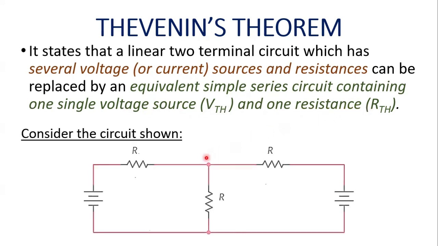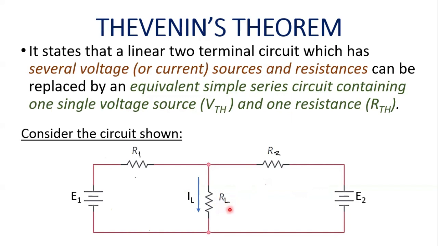Let's consider this circuit as shown, and assume that the unknown here is the current through the RL. There are two independent voltage sources, E1 and E2, with their internal resistances R1 and R2. These two independent voltages are supplying the load RL. In an actual situation, RL is variable, or it's not constant.